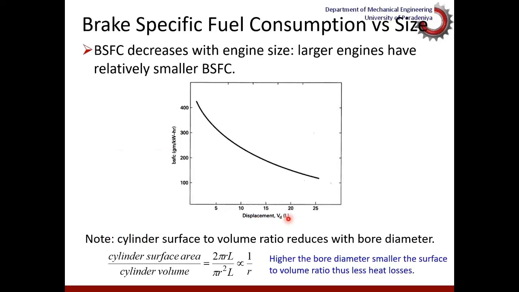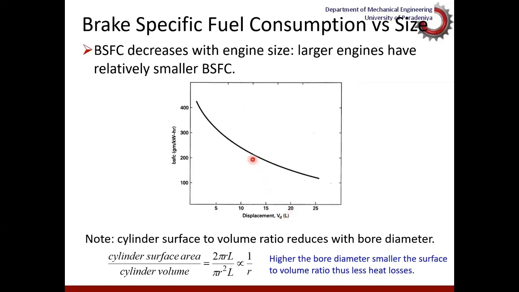Now, the brake specific fuel consumption is highly dependent on the engine size. Larger engines have relatively smaller brake specific fuel consumption, that we can discuss in detail as we go on. We are talking about brake specific fuel consumption. So if the consumption is low, always it is good.